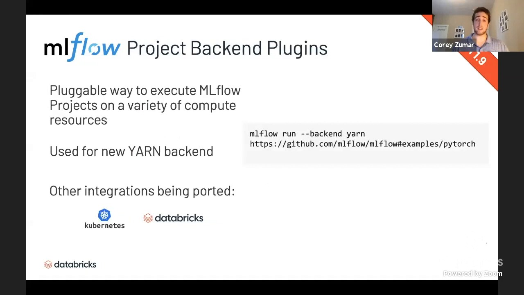Similarly, project backend plugins are also a new addition, providing a pluggable way to execute MLflow projects on an expanded set of compute resources. This is in use for Yarn, and we're currently porting project execution on Kubernetes and Databricks. On the right-hand side, again, we see that the familiar MLflow run CLI can be leveraged against the Yarn backend simply by specifying the backend flag.